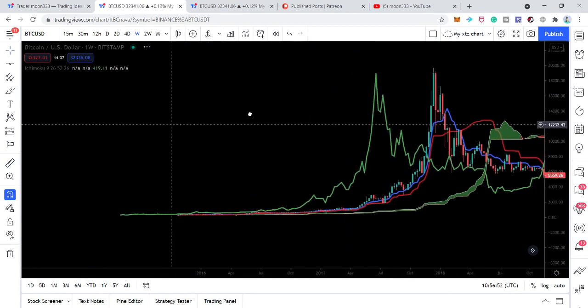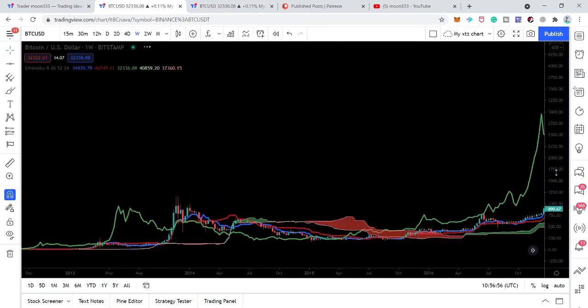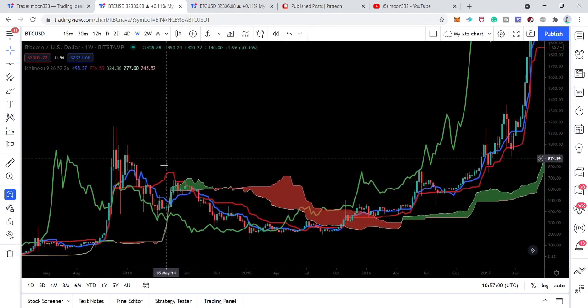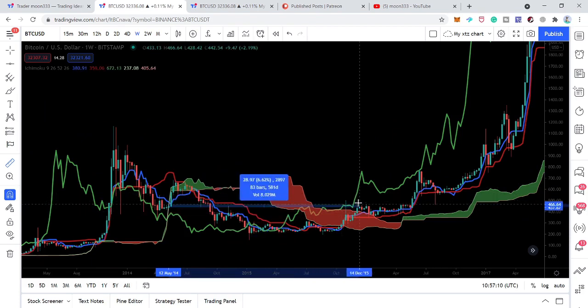And before that, back in 2013, after the bull run of 2013, the price action crossed down this cloud here, and that was the period. You can see that here the candlestick entered this cloud, and here the candlestick crossed up this cloud again. That was more than 574 days, approximately 2 years, you can say.